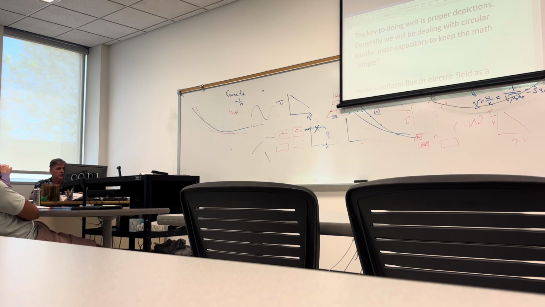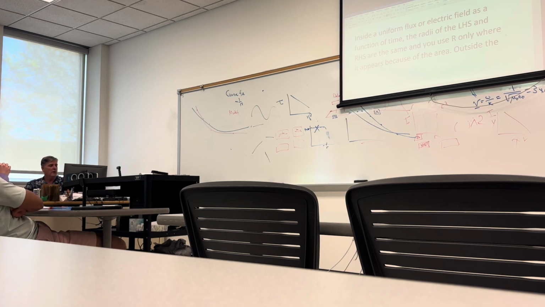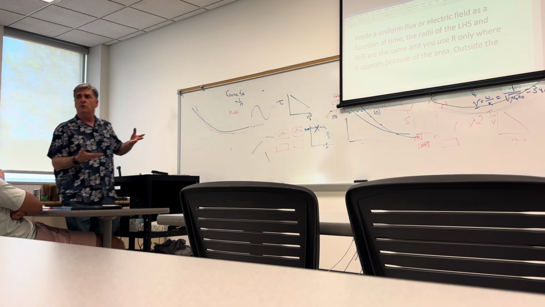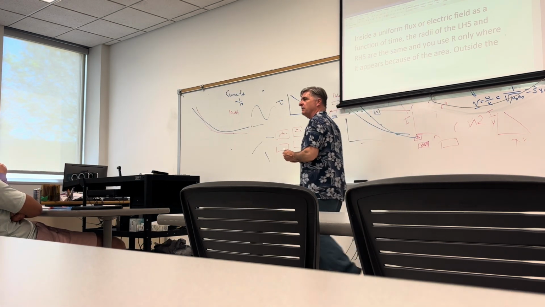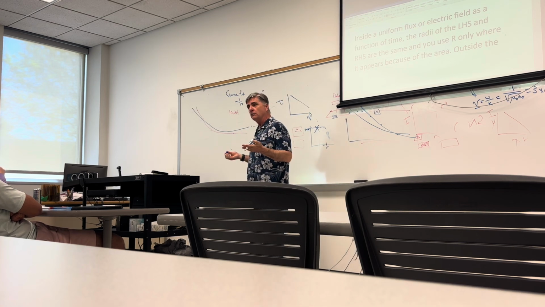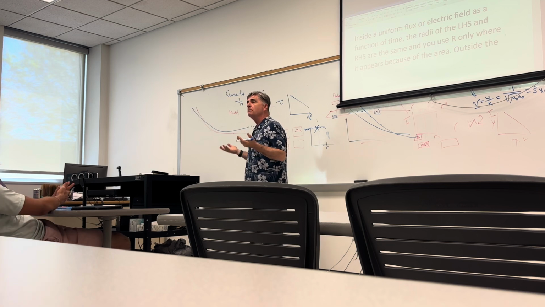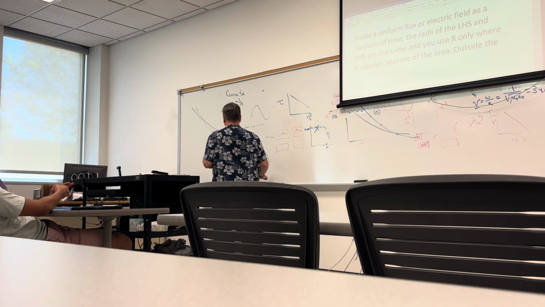Generally, we will be dealing with circular parallel plate capacitors to keep the math simple. Inside a uniform flux or electric field as a function of time, the radii of the left-hand side and right-hand side are the same, and you use R only where it appears because of the area. So remember, these equations have a flux integral on one side and a path integral on the other side. This is talking about the relationship of the radius of the flux integral, the fluxing region, and the radius of the surface where we're measuring the magnetic field or electric field.